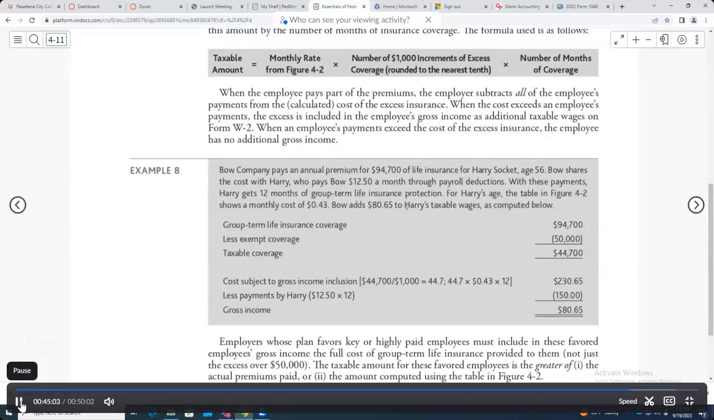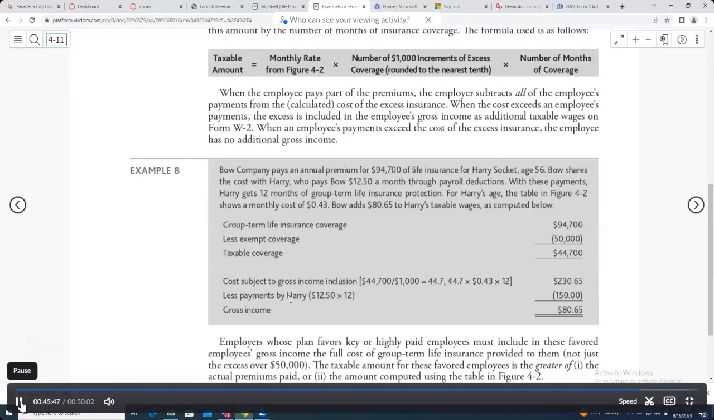Bow adds $80.65 to taxable wages as computed below. Life insurance is $94,700. Up to $50,000 is exempt. So 94 minus 50 is 44. 44,000, the increment is 44.7. So the cost subject to gross income inclusion is 44,700 divided by 1,000 is 44.7. 44.7 times 43 cents times 12 months, that's $230.65.